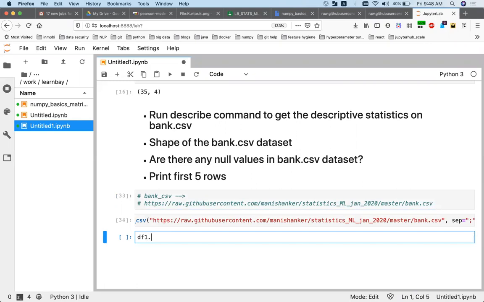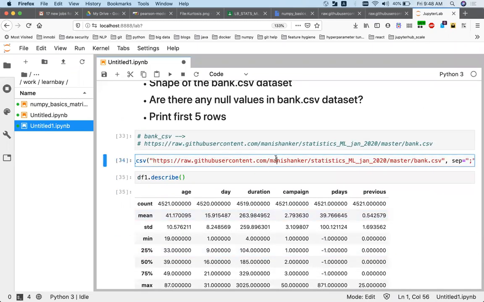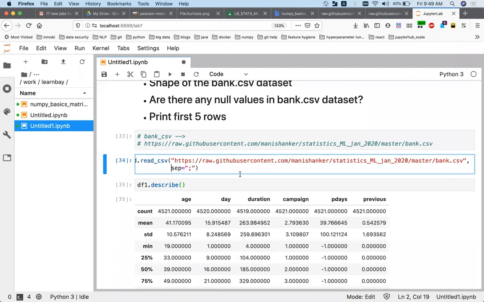Mani, I had a doubt. Now we got to know that it is semicolon separated. But sometimes, how do we identify that? In case we don't know whether it is comma separated, should we open the file and check it once? Yeah, that's fine. You can open and check it.